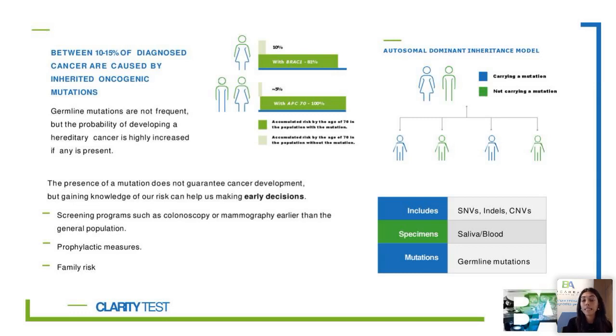So in a minute, I will show you the genes that are included in here. But again, in this case, we will start from a blood or saliva sample from the patient. We will be able to check these germline mutations, and depending on the gene, we will be able to assay single nucleotide variants, indels, or changes in the number of copies of the gene.